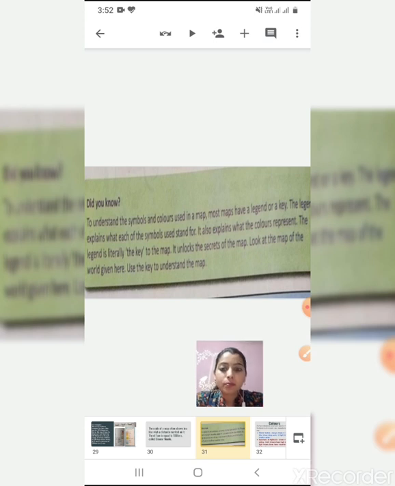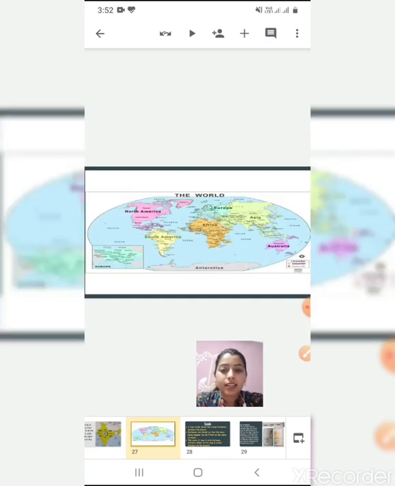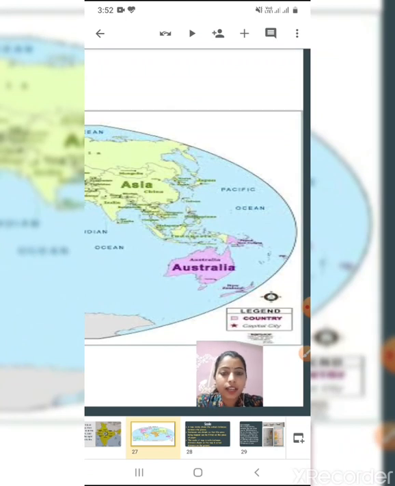Look at the map of the world given. See, there are different colors used. See here, the word legend is written. All right.